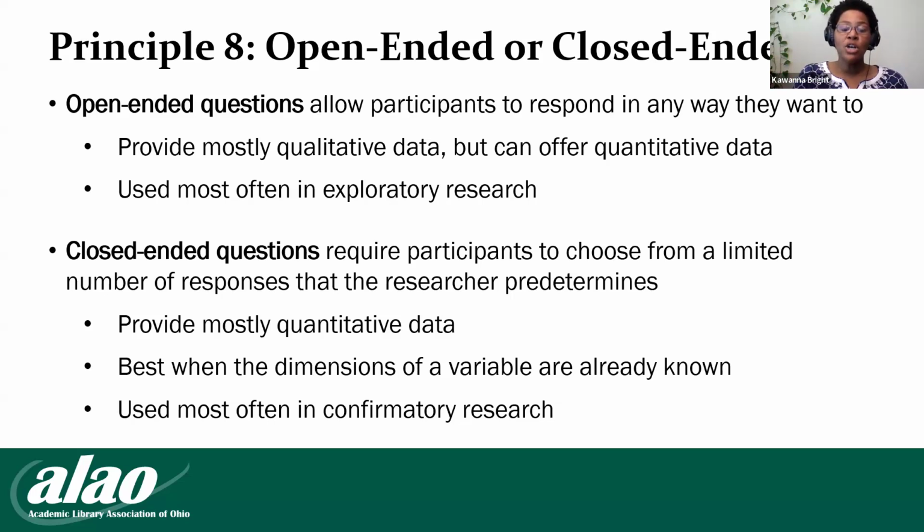Those closed-ended questions are going to require your participants to choose from a limited number of options that you're giving them. You've predetermined what those responses are. Those are the only responses they're going to be able to choose from. This is going to give you quantitative data, and it's best if you already know the dimensions of the variable. So you already know that I'm asking questions related to racial identity, and here's the entire list, and I want people to choose from that. You often do this for confirmatory research.